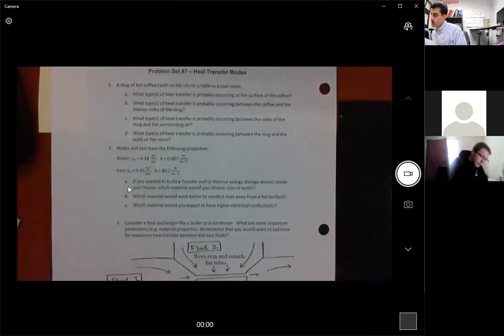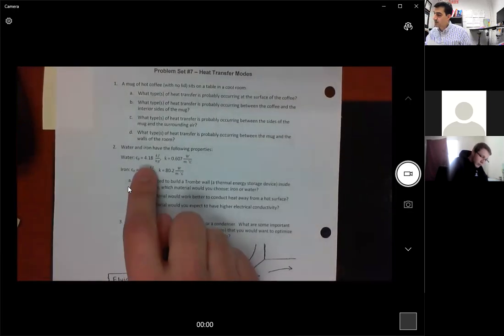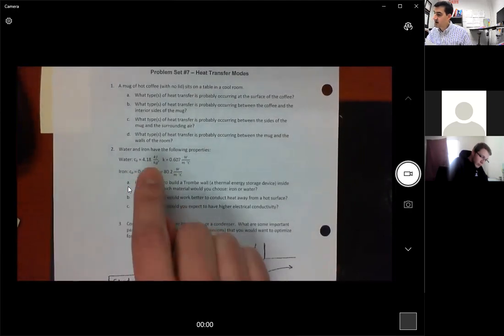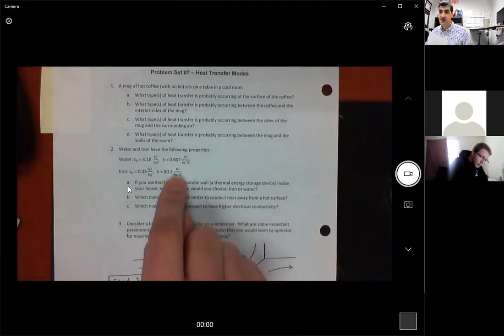Number two, water and iron have these properties for specific heat capacity and for thermal conductivity.